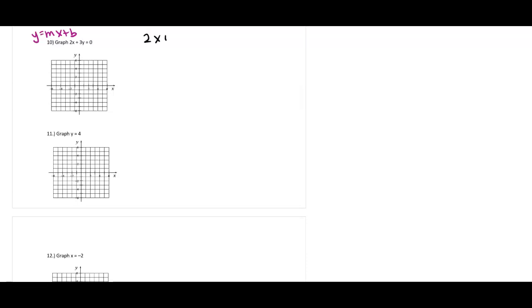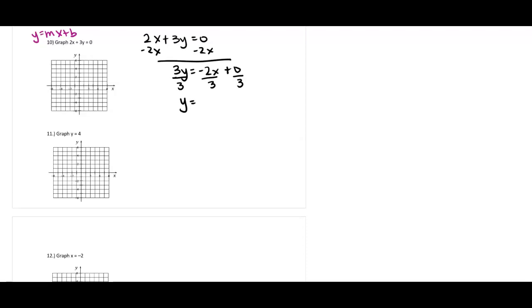So if we have 2x plus 3y equals 0, to solve for y, I'm going to subtract my 2x over, and that will give me 3y equals -2x. And if you want to keep that plus 0 there, you can. I think it was confusing people because there wasn't a y-intercept, and that was causing people some problems. But we still have more to do. We've got to get the y by itself, so I still need to divide everything by 3.